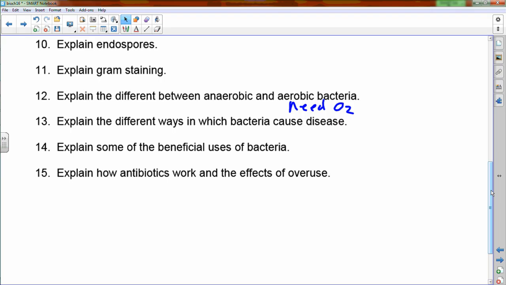So the benefits are great food. Cheese and fermented foods everywhere. Also, remember, they can produce alcohol. Oh, what a benefit.